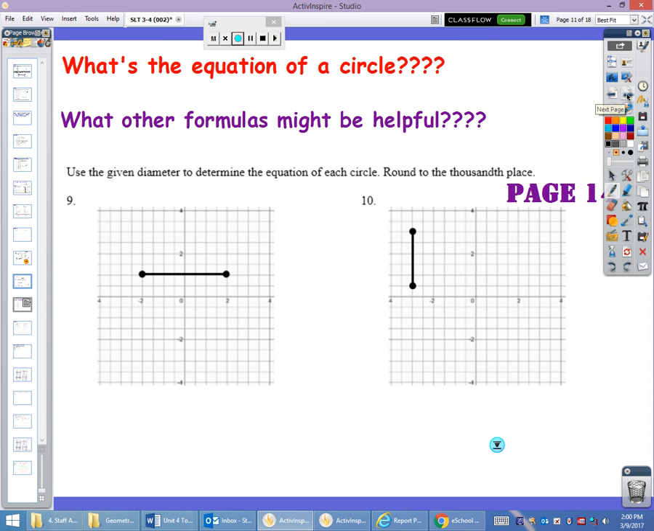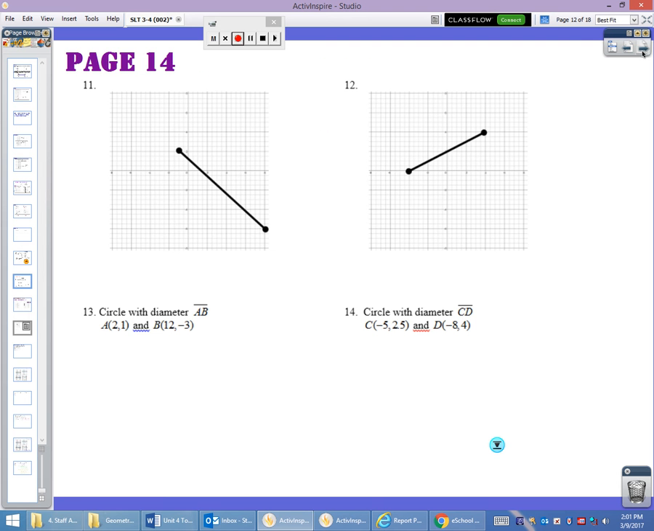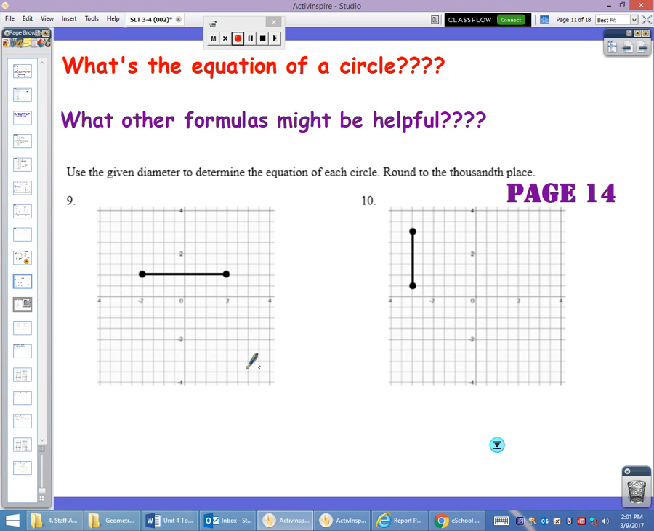So what I want you to do right now is, let me explain first, and then you're going to do a couple problems on your own. On this page, which we think is page 14 but we're not quite sure, go ahead and find it. Pause it if you need to. Find problems 9, 10, 11, 12, 13, and 14. Your job is to write the equation of the circle if this is the given diameter.